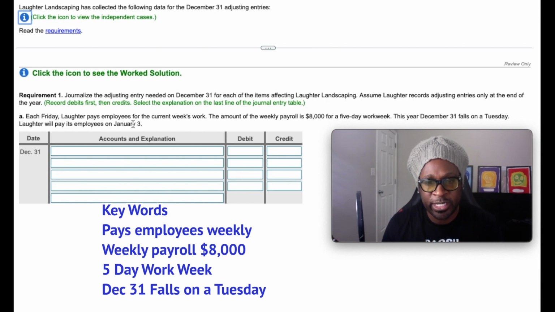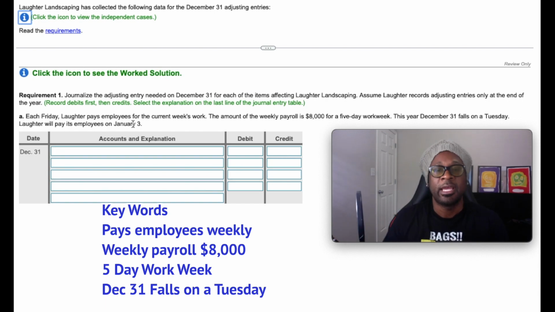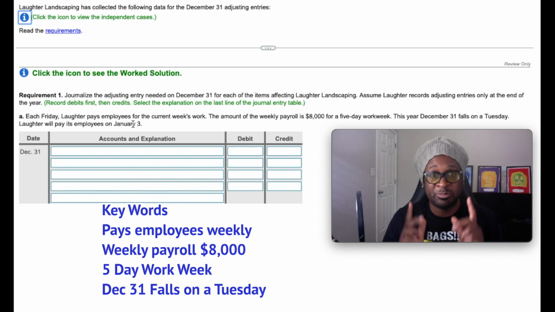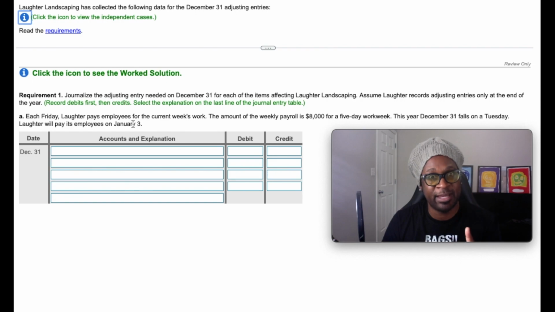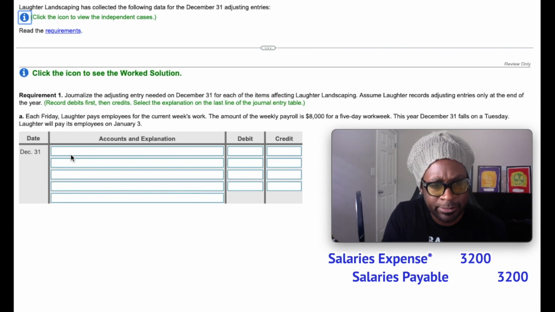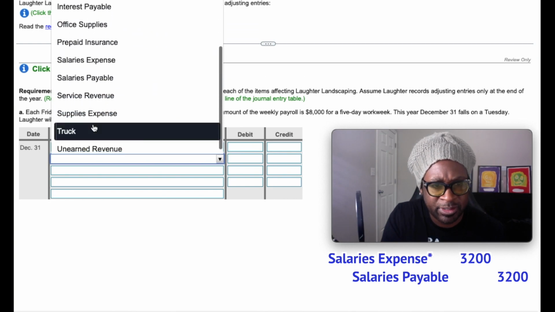So it's a weekly payroll, 5-day work week. So we're going to assume from Monday through Friday, and that's a total of $8,000. However, today falls on a Tuesday. And we also know that they get paid at the end of the week on Friday, which means that we have for this particular week, year end, 2 days of salaries that has happened, but the company hasn't paid. And since we need to record that at the end of the year, we're going to make the proper journal entry. We're going to debit salaries expense, and we're going to credit salaries payable.